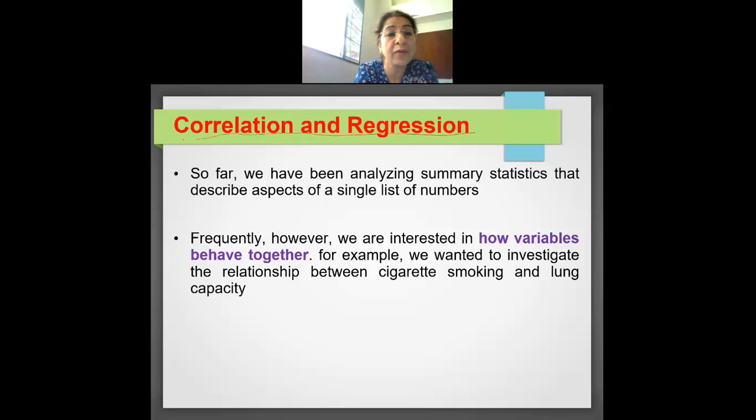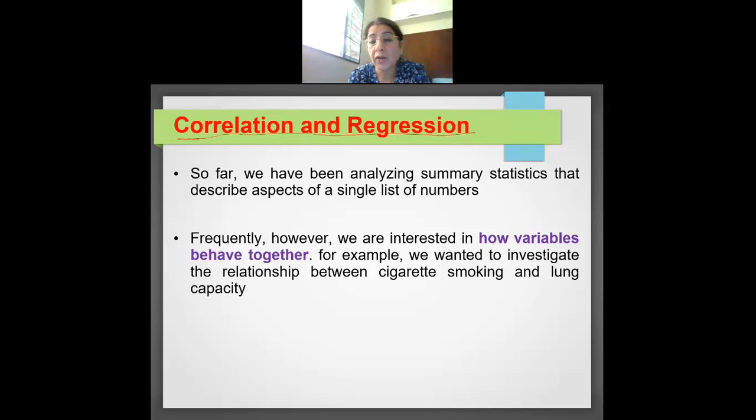Correlation analysis helps you to find out how these variables behave together. In the sense, if one variable is increasing, the other variable value is also increasing, or one variable increasing, the other is decreasing, or there is no correlation at all. So correlation and regression go hand in hand. Once you identify the correlation, you can go in for doing the regression analysis also.